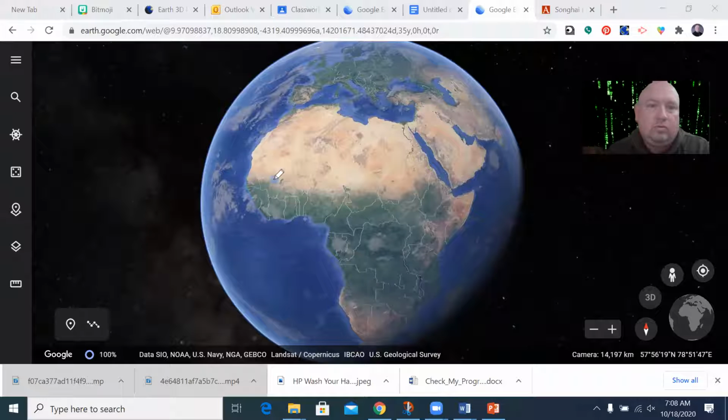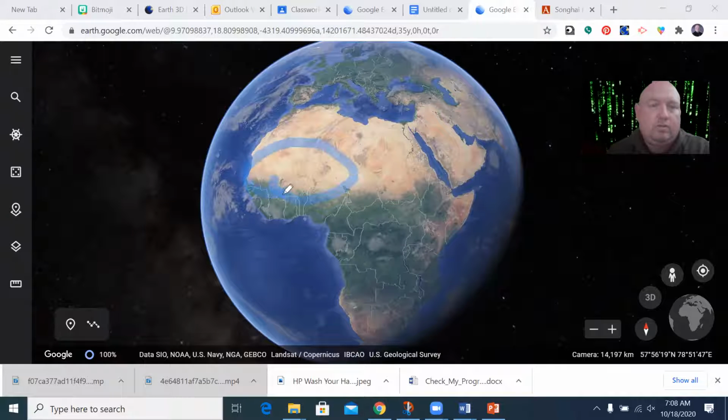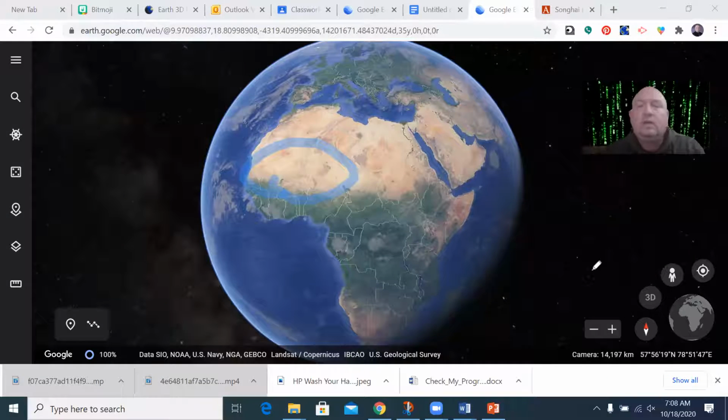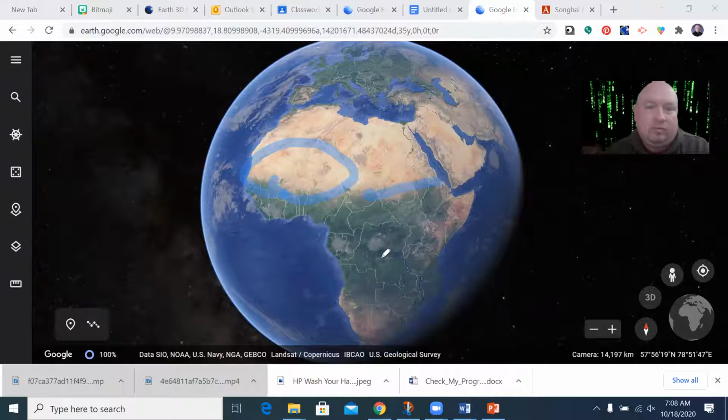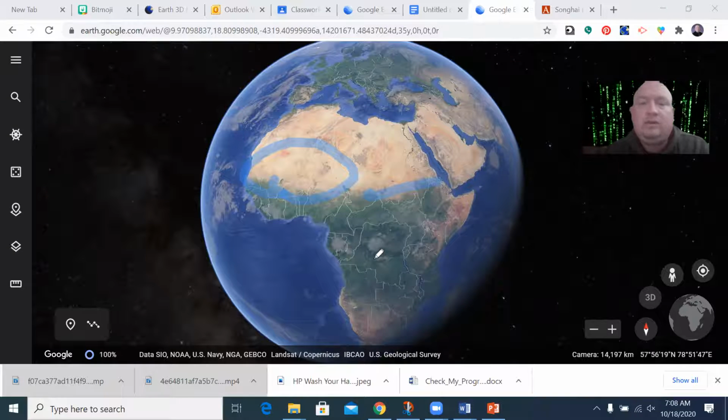This region right in here, that is West Africa. If you notice that there's a line going pretty much across, and it's where it's green down here, that is the savanna and then the rainforest areas near the Congo. The brownish, goldish area, that is the Sahara Desert.